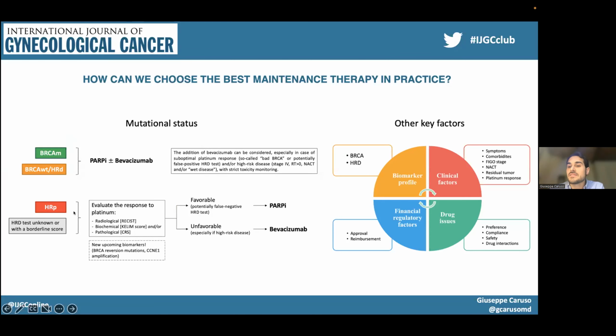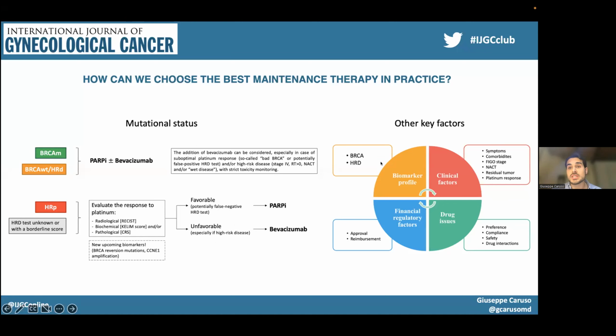The question, of course, becomes more difficult if we are talking about HRD-negative patients, or when the HRD test is not available, or when the test gave a borderline score. And here, waiting for new predictive biomarkers, we can say that the best predictor remains the response to platinum. We can assess it in different ways, as you can see here. And so if the response to platinum is overall favorable, then we should prefer a PARP inhibitor, while if the response is unfavorable, then bevacizumab becomes our choice, especially if we are talking about high-risk disease.